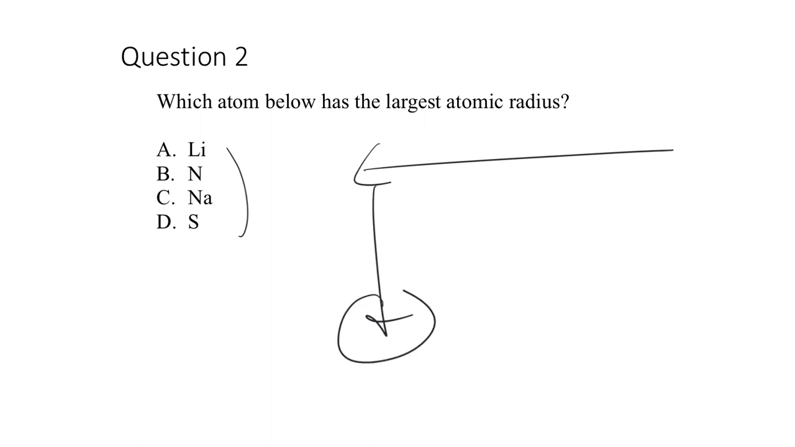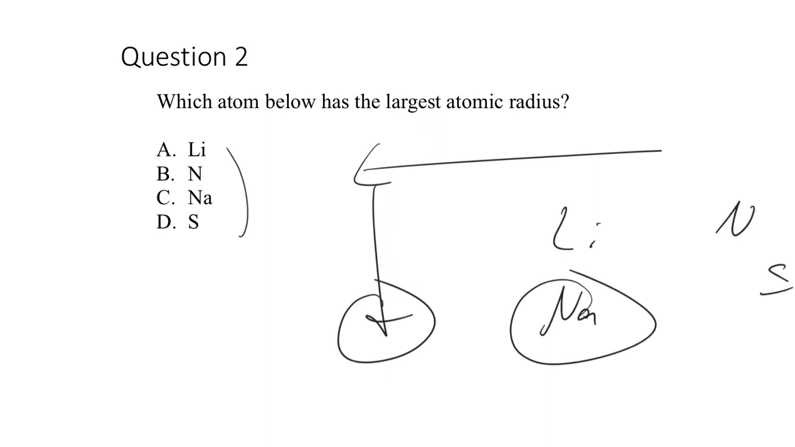Whatever is down and to the left is going to be the biggest. So if I remake a little periodic table, it's going to be sodium. Sodium's bigger than lithium. Lithium's bigger than nitrogen. Sulfur is smaller than sodium. Size decreases left to right, so sulfur is going to be smaller than sodium, so sodium has to be the largest.